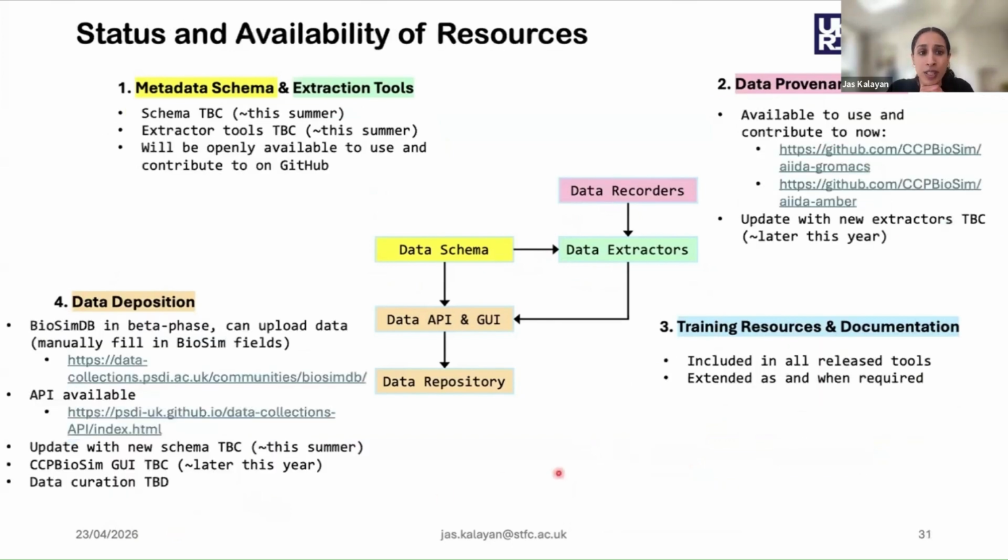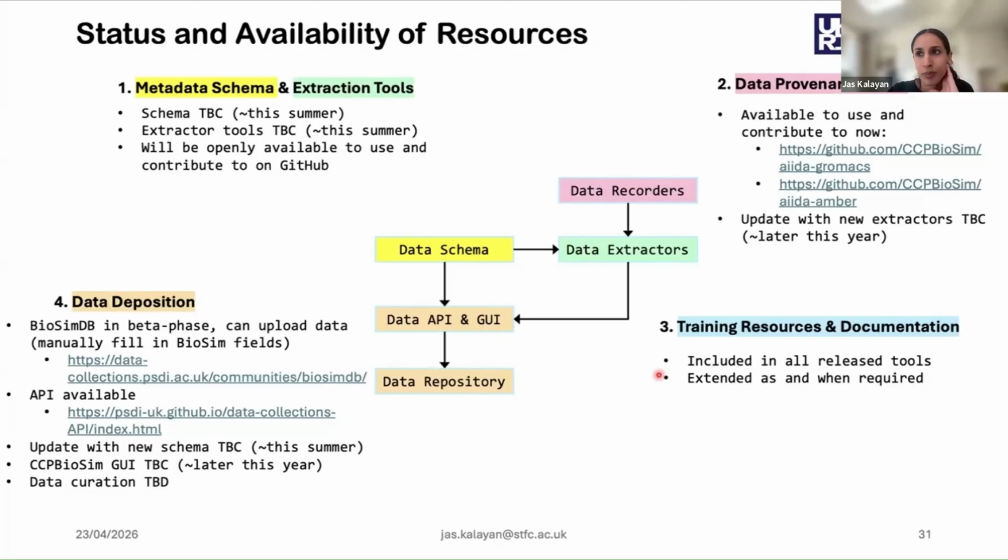So in terms of availability and the status of the resources, the schema and extraction tools will hopefully be released this summer, and we will make these available openly to use and contribute to on GitHub with the relevant documentation. The data provenance tools are available to use and contribute to, and we will also update these with the new extractors that conform to the schema. As I said, training resources and documentation will be included in all tools released and will be extended as and when required. If we have any new features, we will update documentation accordingly.